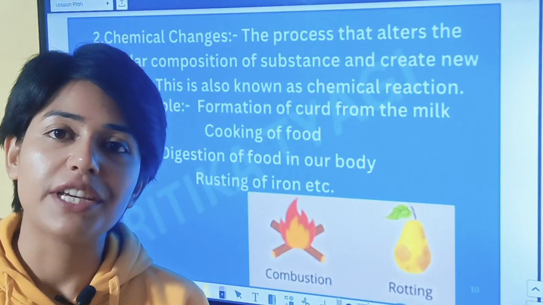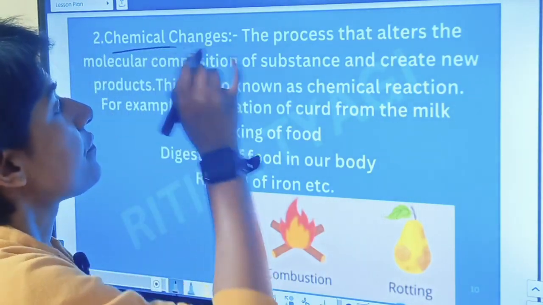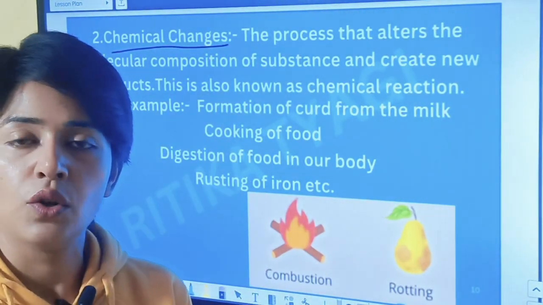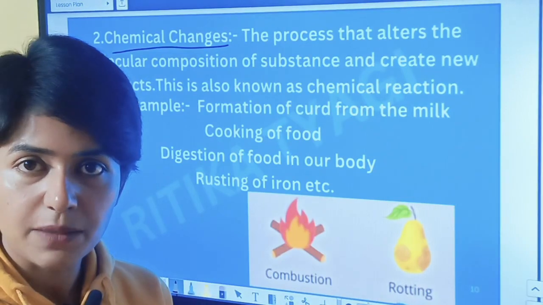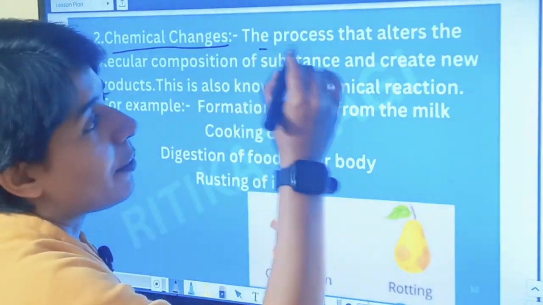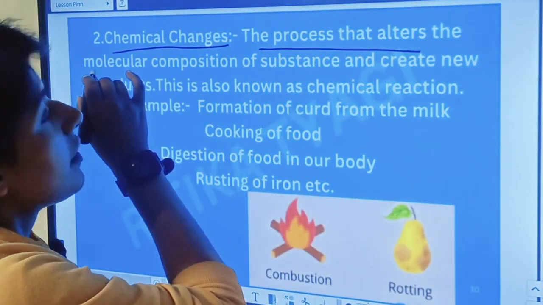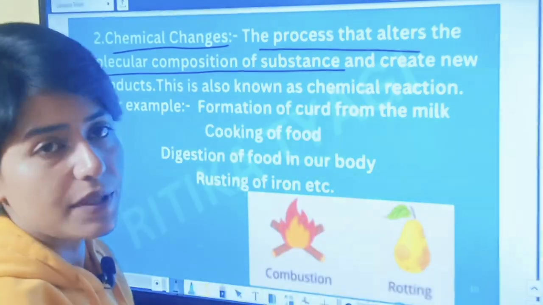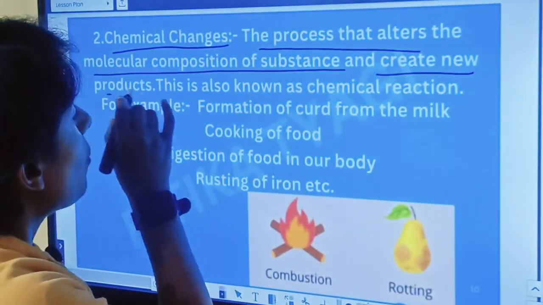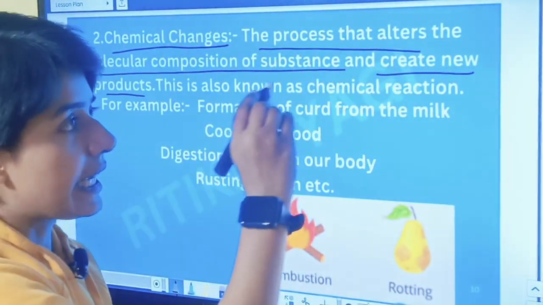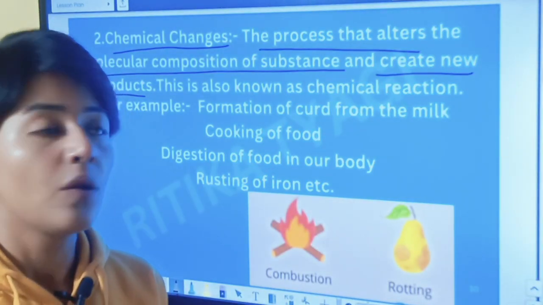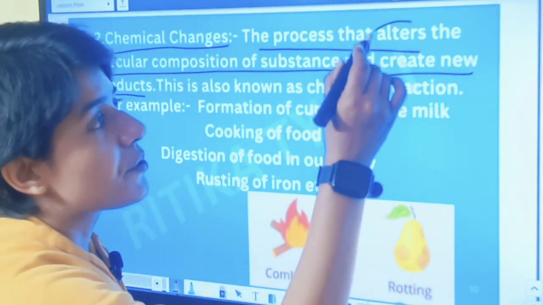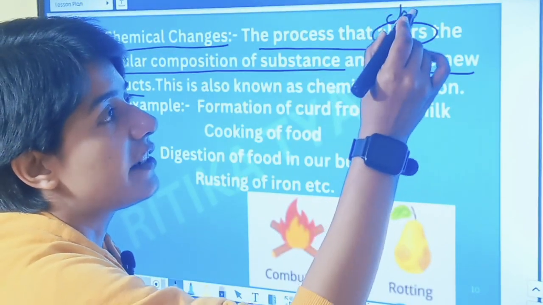The next type of change is chemical changes. What are chemical changes? What are their examples? How do we classify that a chemical change takes place? So, these are processes that alter the molecular composition of a substance and create new products. This means chemical changes involve chemical reactions. Here, the molecular composition of the substance undergoes a change. Alter means change.